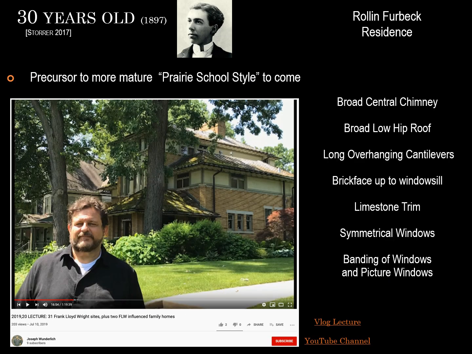The Roland Furbeck residence in Oak Park, Illinois was a precursor to the more mature Prairie School style, with the more fully developed aspects of the Prairie School style, including the pinwheel plan, which we'll see on the next slide here, the central chimney, broad low-hip roof with long overhanging cantilevers, brick face up to the windowsill, limestone trim, symmetrical windows, banding of windows, and picture windows.